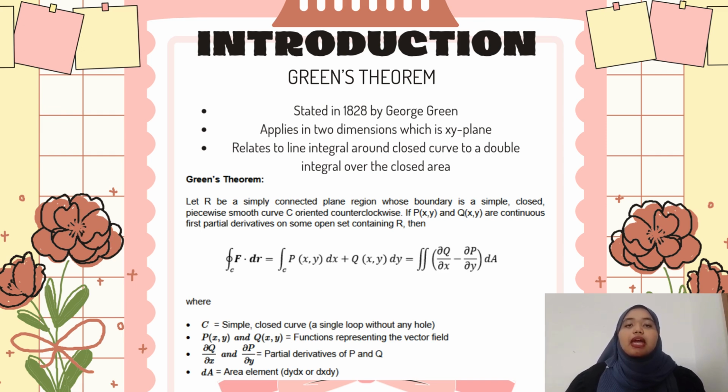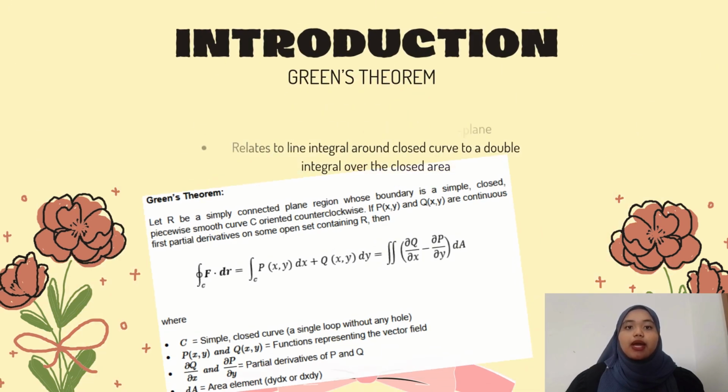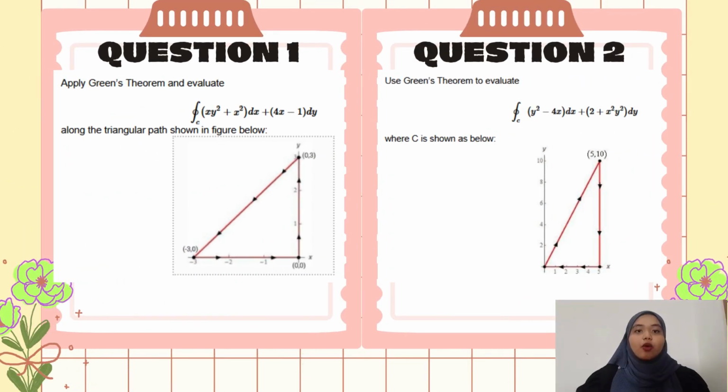Then P(x,y) and Q(x,y) are functions representing the vector field, and ∂Q/∂x and ∂P/∂y are the partial derivatives of Q and P. And lastly, dA is an area element, which we can choose as dy dx or dx dy. So these are the questions that our group provides for the group assignment, which is question 1 and question 2.